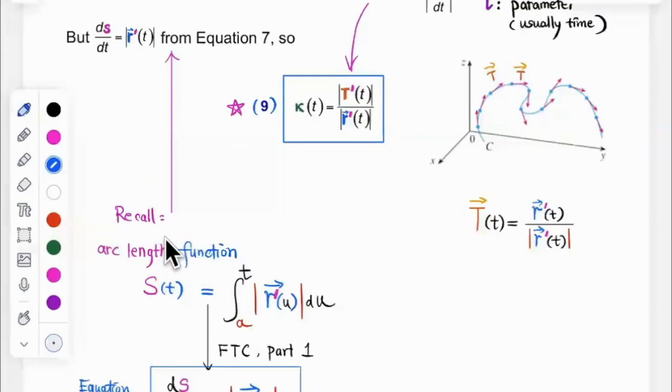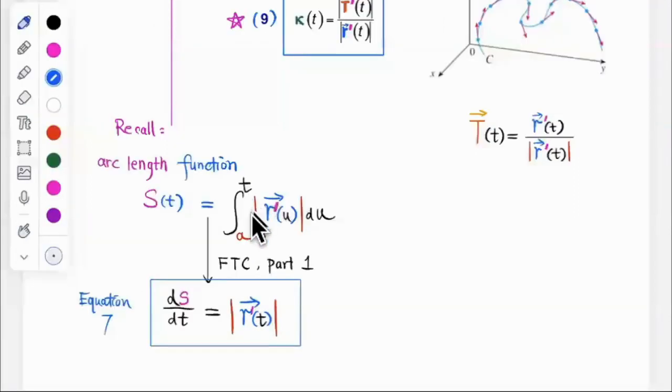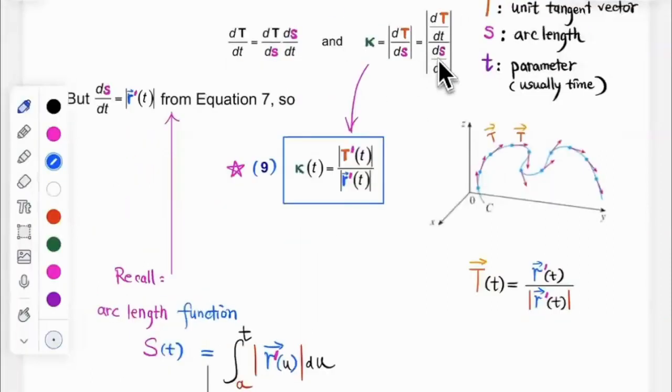Now remember when we talked about the arc length function last time, we had the arc length function equal to this integral right here, and we used the fundamental theorem of calculus part 1. When we differentiate this function with respect to t, we get back the function that we integrate, except this time the variable here will be t. So we have ds/dt is the magnitude of r prime of t. Now we can replace this ds/dt. It's going to be the magnitude of r prime of t.